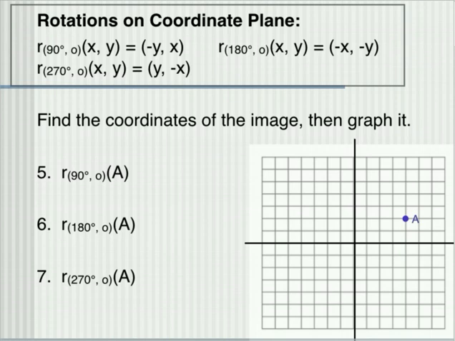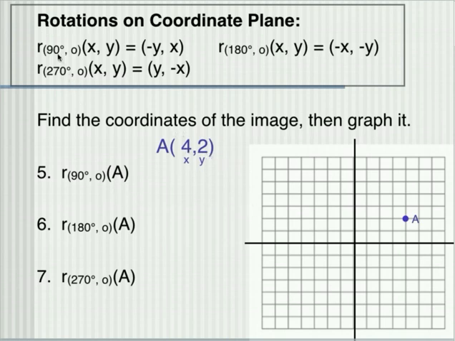So number 5, find the coordinates of the image, then graph it. So here we want to find the image of A after it's rotated 90 degrees about the origin. So that's 90 degrees counterclockwise because rotations that are positive are always counterclockwise. So first off, let's figure out where A is. A is at 4, 2. In that point, the x value is 4, the y value is 2.